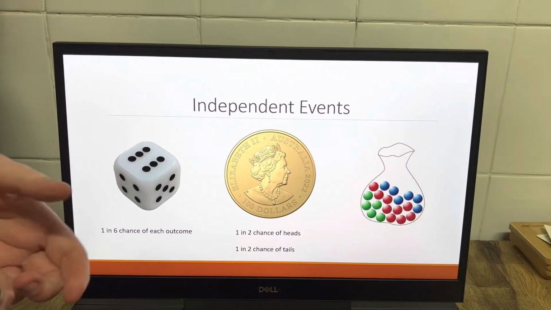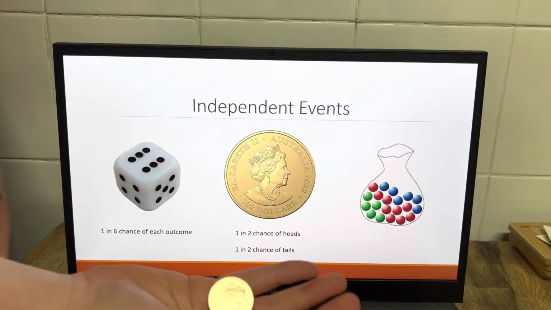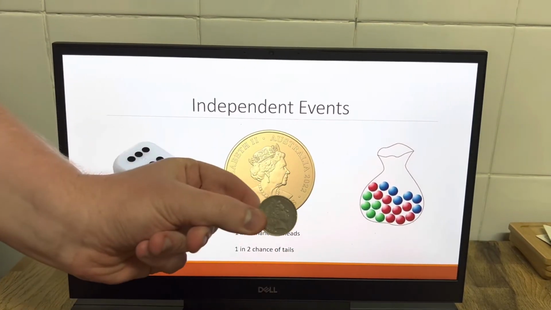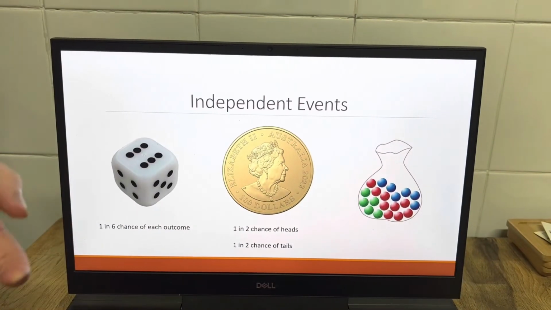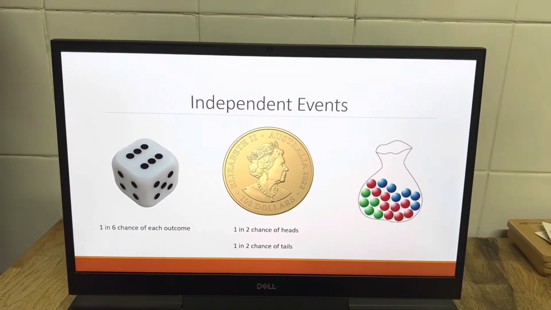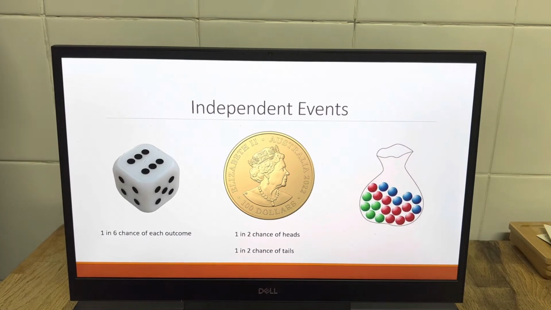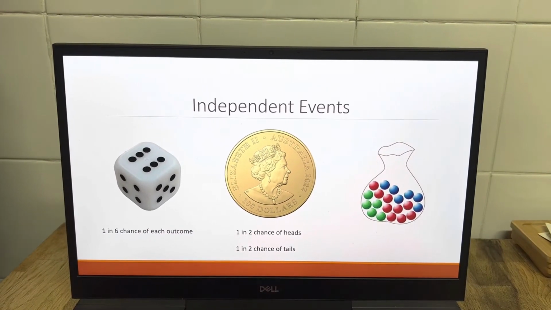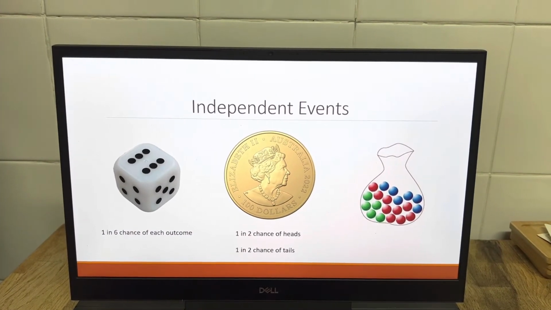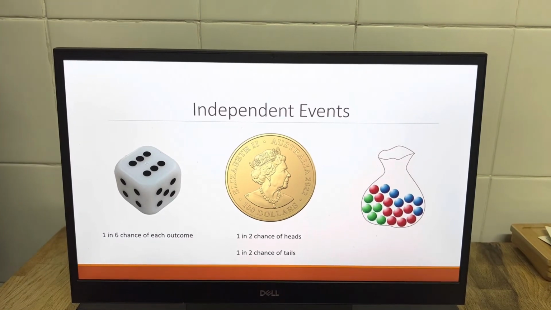And if I were to flip a coin, there's a 50% chance of it being heads and a 50% chance of it being tails, and that's always the case. Even if I were to flip 10 coins that all come up heads, the 11th flip would still have a 50% chance of being heads because the events are completely independent of each other.